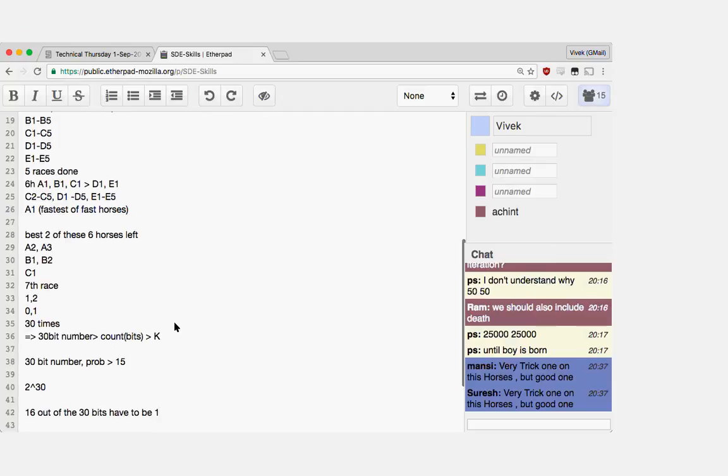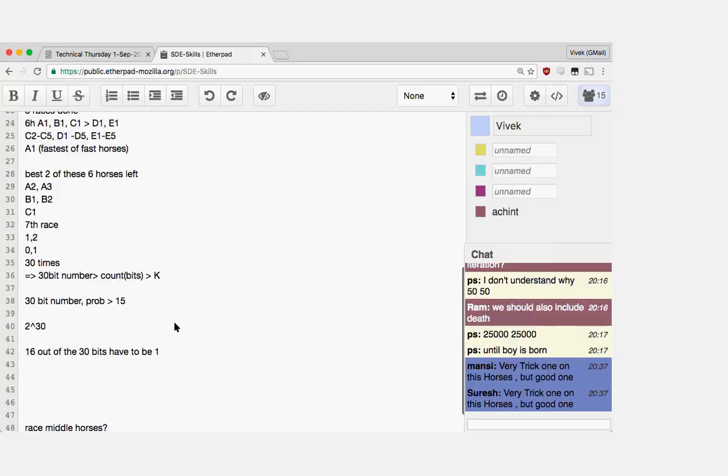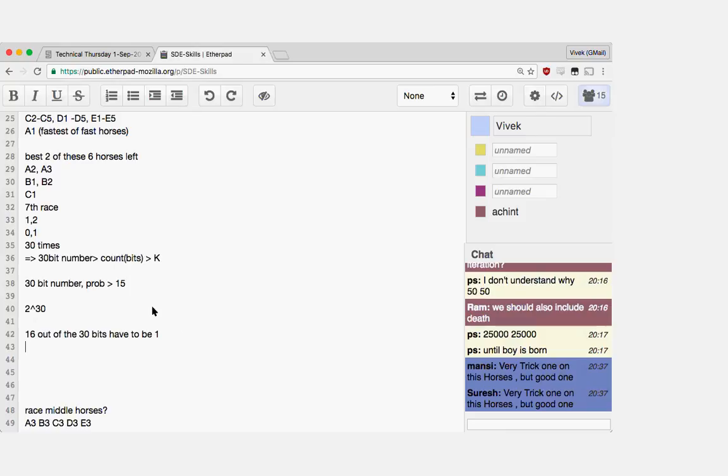Can you explain that part again? Sorry, 16 bits out of the 30 bits have to be 1 for the total to be 16, correct? That's how the total can be 16. And how many numbers exist where 16 bits are 1? That's 30C16, plus 30C17.